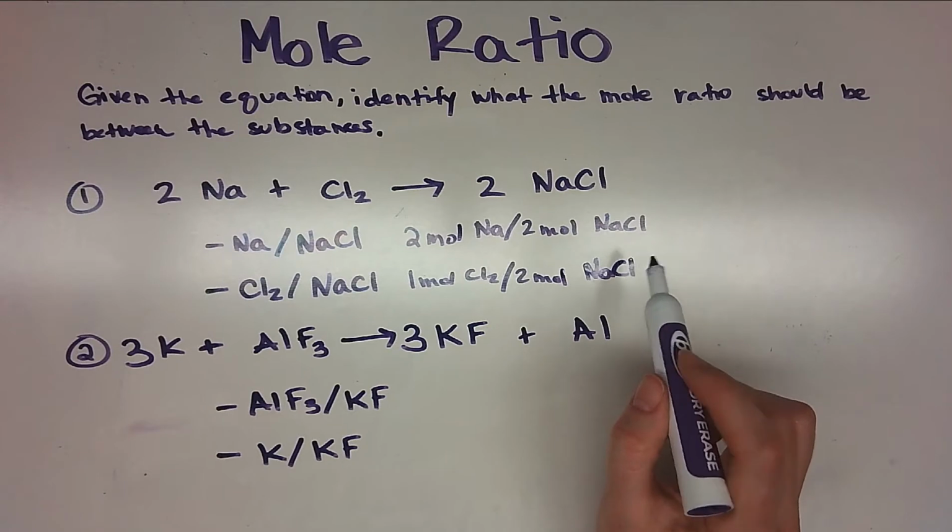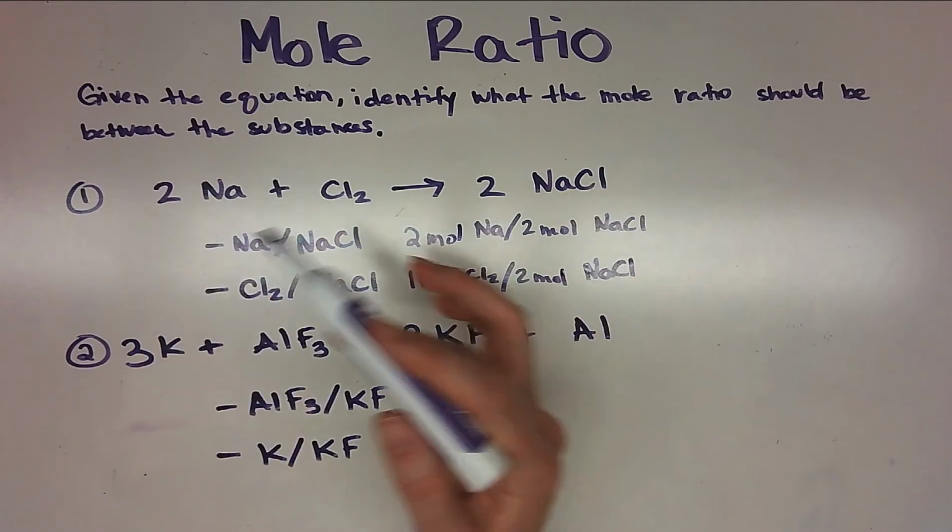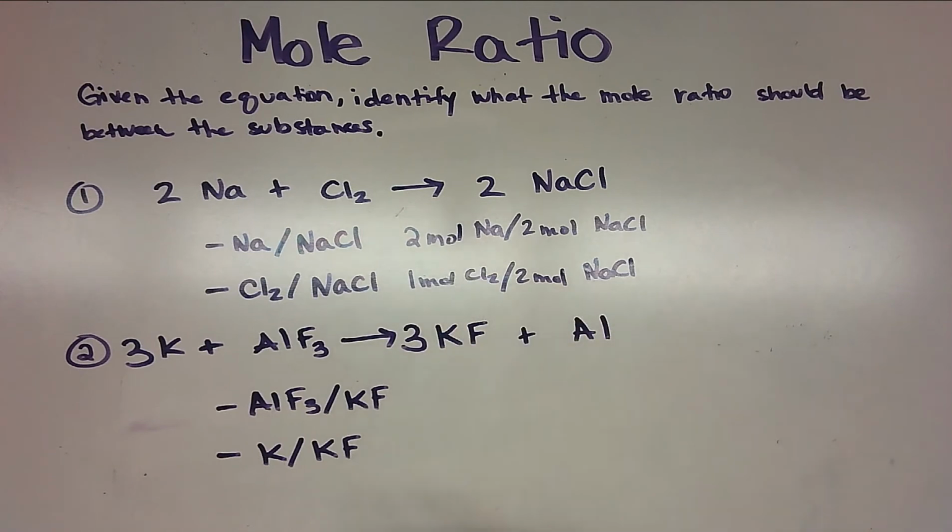So in this unit, these are going to become our conversion factors. They're going to allow us to go between our reactants and our product and vice versa.